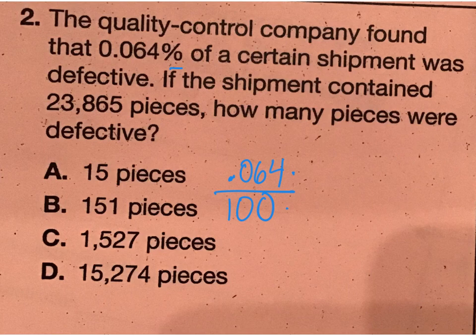But they don't have 100 pieces. You have that big number of 23,000. So you just push equals, and then you're going to put your 23,865 on the bottom, because that's your total pieces. The question is asking how many are defective, which is really this top number. So over here is going to be how many are defective. Once you calculate that, good luck.